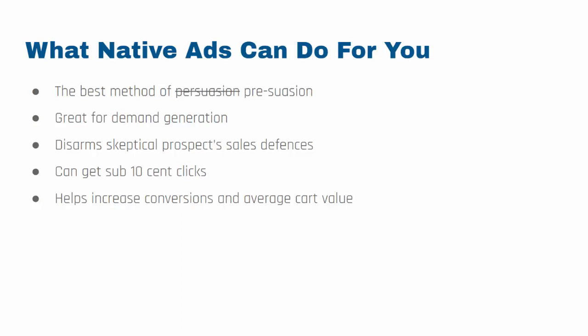Also, with native ads, you can get extremely good click prices. I've seen click prices at 8 cents, 12 cents. I've also seen things in the 40s and 60s and 80s, but you can get some really, really good click prices with the right ad. And these are all things that we'll show you how to do throughout this course.